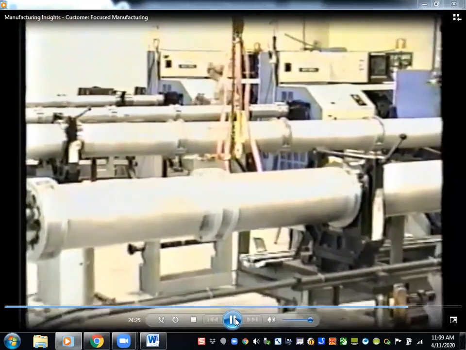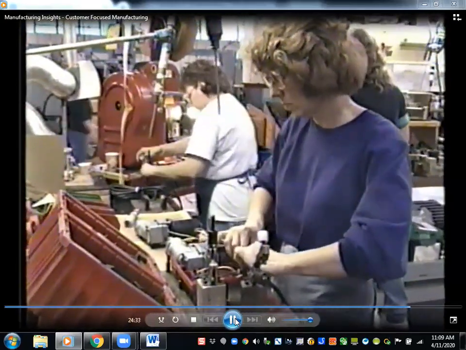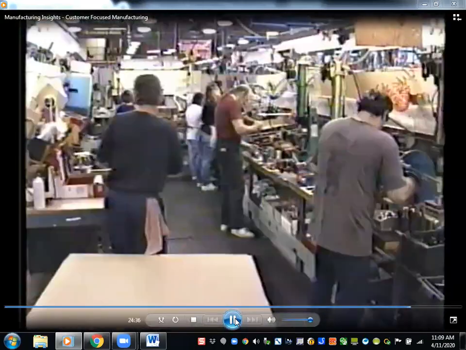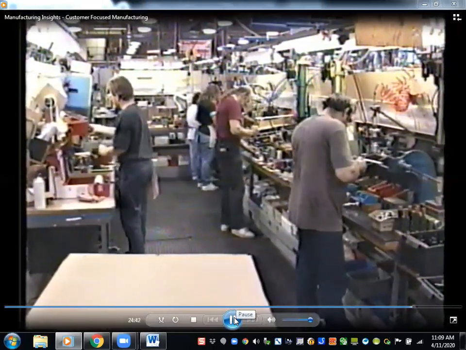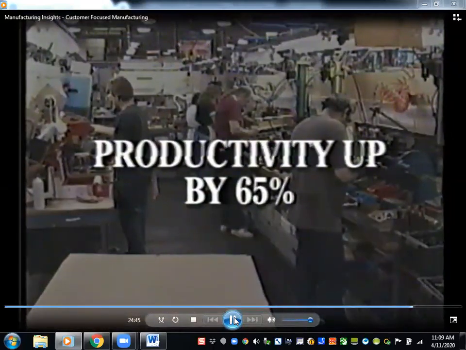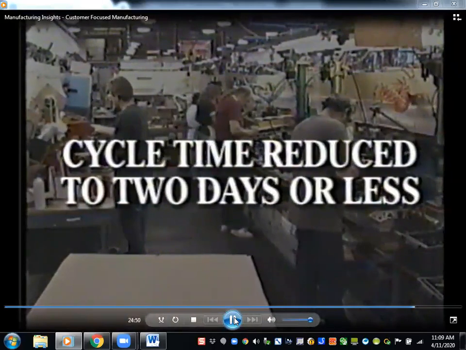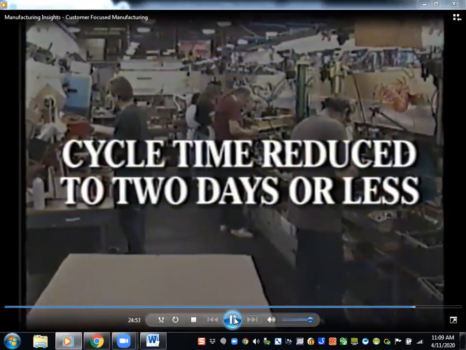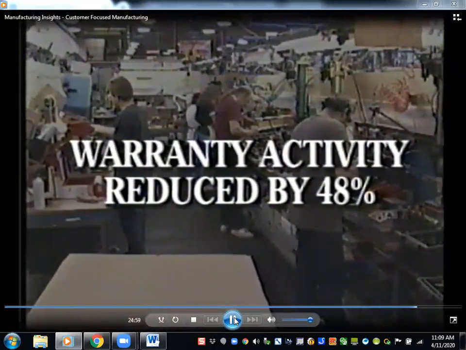Under its traditional batch type manufacturing, Milwaukee Electric Tool was successful and profitable. After changing to JIT and cellular manufacturing, it is even more successful. In the 5 years since the new system was introduced, the company has seen these results. Productivity up by 65%. Space utilization greatly improved. Most production cycle times reduced to 2 days or less. Scrap and rework reduced by 50%. Warranty activity reduced by 48%, even though the company has a 30-day, no questions asked return policy.